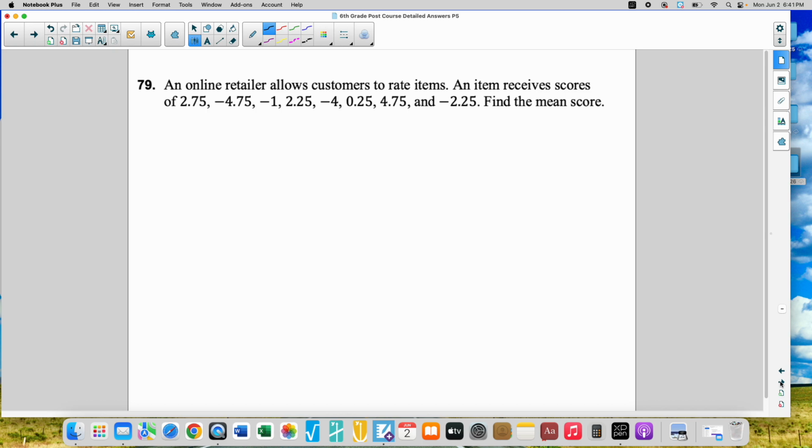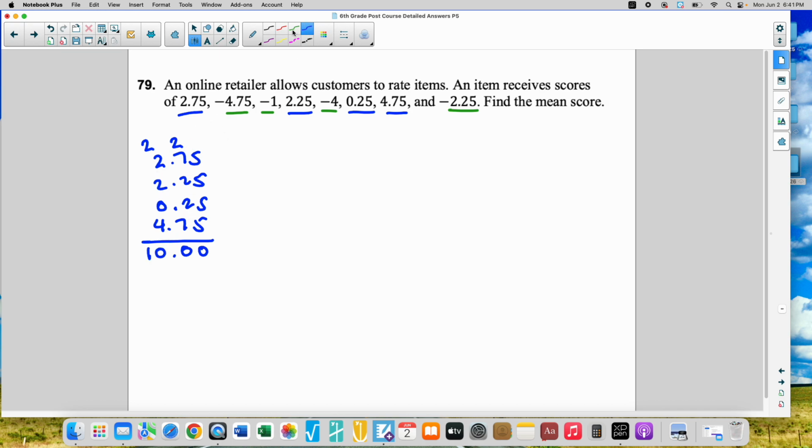Okay. So I'm going to add up all the positive numbers, and then I'm going to add up all the negative numbers, and then I'll add those two together. So my positive numbers are 2.75, 2.25, 0.25, and 4.75, and 2. If I add those up, all the positive numbers add up to 10.